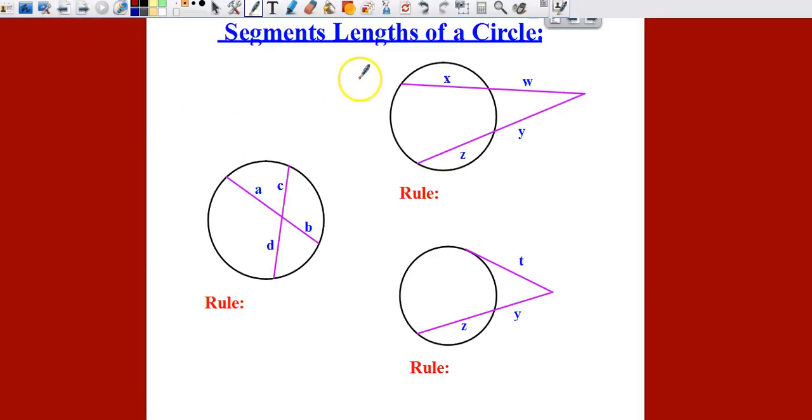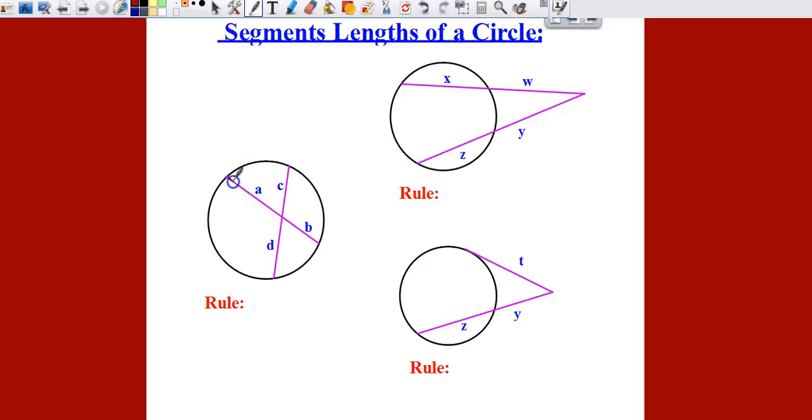All right, for this one, we got several rules. These are segments, not angles. So we're not going to do anything with 180 or arc or anything like that. These are just talking about the segments and how they relate to each other. They look a lot like the other examples with angles, except now we're talking about how to get the sides instead of the degrees.